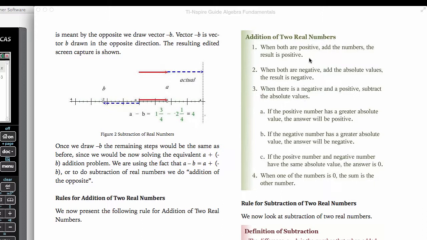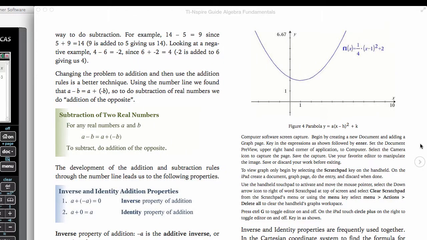So what we have is the rules for addition of two real numbers. Again, you can take a look at the book and take a look at these particular rules. The main thing that we have to deal with, if we're doing it formally, is when we come up with subtraction, we switch it to addition of the opposite.